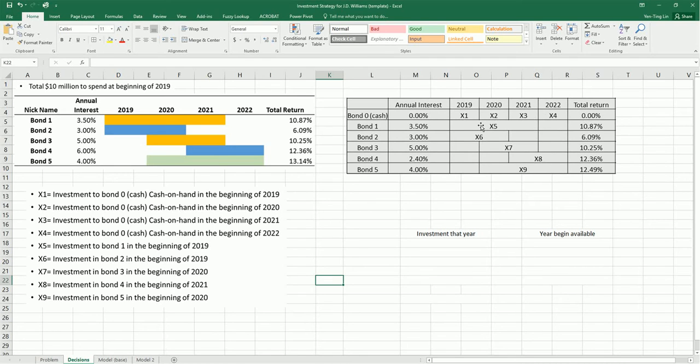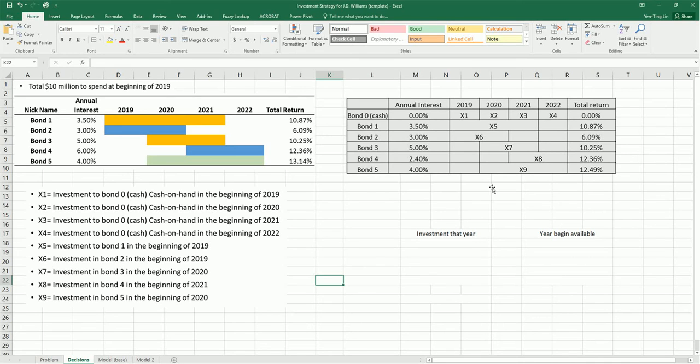X5 is the amount to invest in bond 1. X6 is the amount to invest in bond 2. X7, the amount to invest in bond 3. X8 for bond 4. X9 for bond 5. So these are the amounts to invest in those bonds at the beginning of the corresponding years. So now, how do we set up the constraints? And this is the key part. So the constraints basically keep the balance of cash flow.